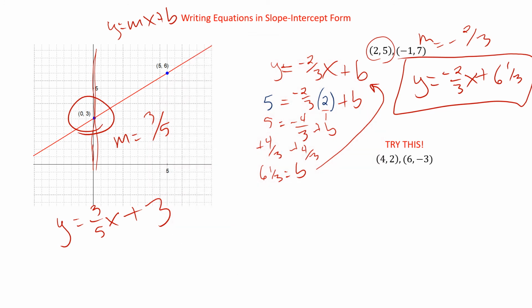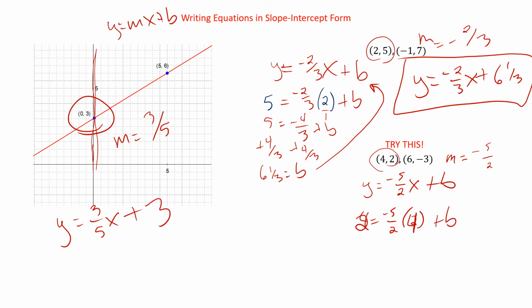How did you do? Did you get an answer? I think this one comes out to be a nice number too, not like 6 and 1/3. So let's try it. We had our slope was negative 5/2. So we can plug that in. Y equals negative 5/2 x plus some unknown b. Plug in x and y. This 4, 2 point looks nicer, doesn't have a negative, and the numbers are a bit smaller. So we'll get 4 equals negative 5/2 times 2. Nope, wrong way. 2 equals negative 5/2 times 4 plus b.